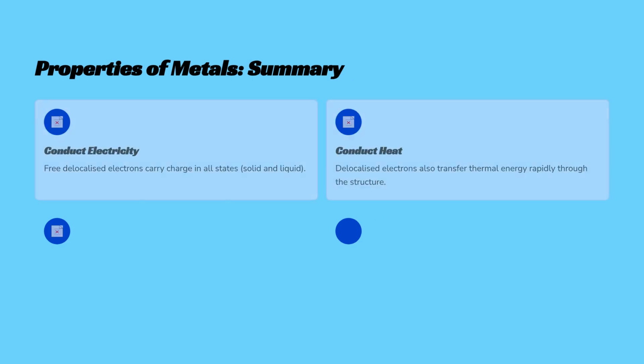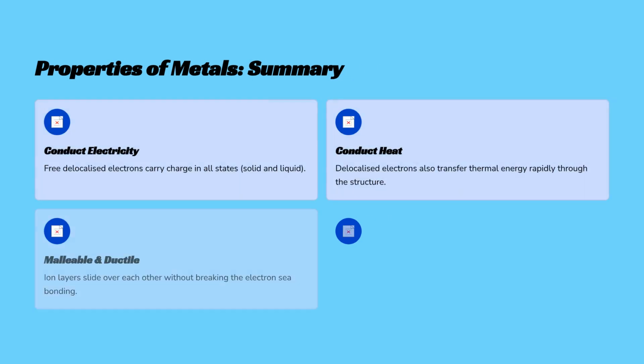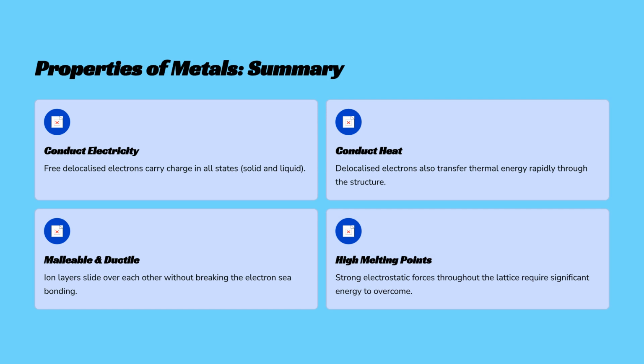In summary, metals conduct electricity and heat due to delocalized electrons. They are malleable and ductile because ion layers can slide without breaking bonds. They also have high melting points due to strong electrostatic attraction.